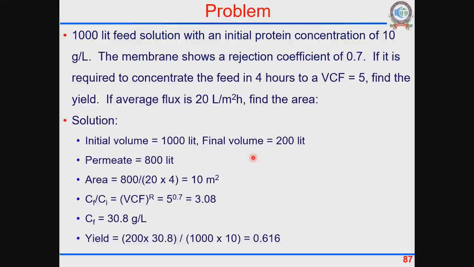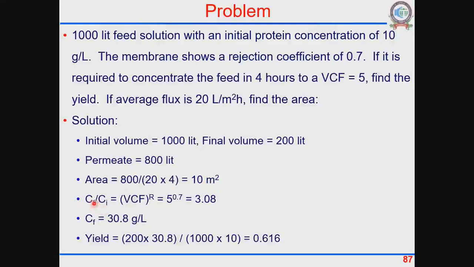Okay, the problem is very straightforward. So initial volume is just the definition of volume concentration factor. Initial volume is 1000 liter, volume concentration factor is 5, so final volume is 1000 divided by 5, that's 200 liters. Permeate is 800 liters, right? So if permeate is 800 liters, that is 1000 minus 200, that's 800. So area would be total permeate divided by the average flux. So 800 divided by 20 liter per meter square hour, and we would like to do this in 4 hours. That means the area should be 10 meters square.